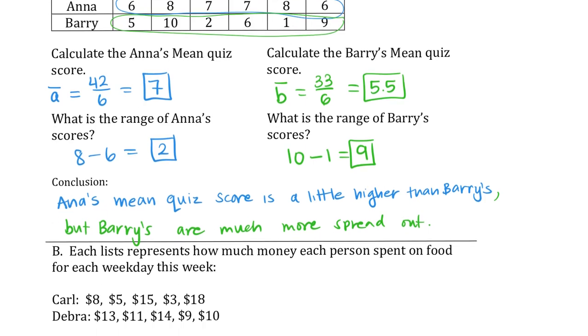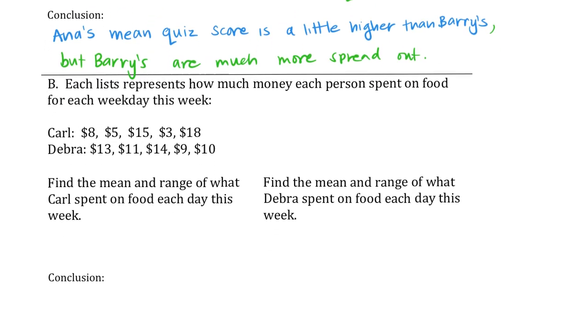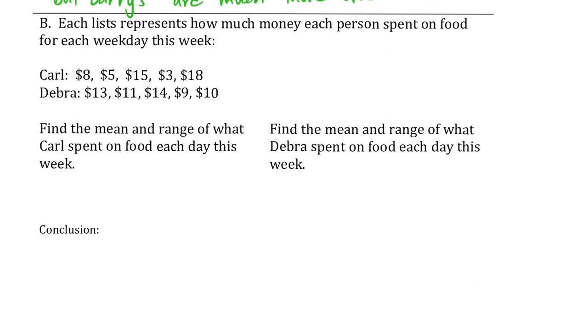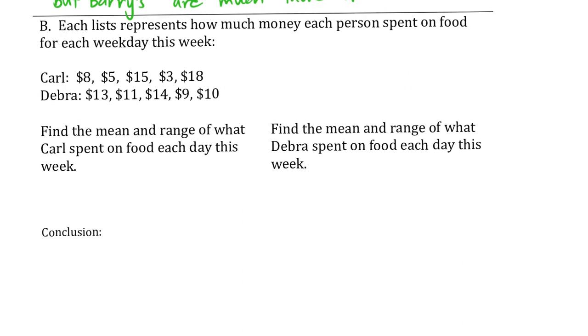Okay, let's do another one. Each list represents how much money each person spent on food for each weekday this week. Carl spent those amounts, Deborah spent those. Let's do the mean and range of Carl first. So Carl is the first data set.